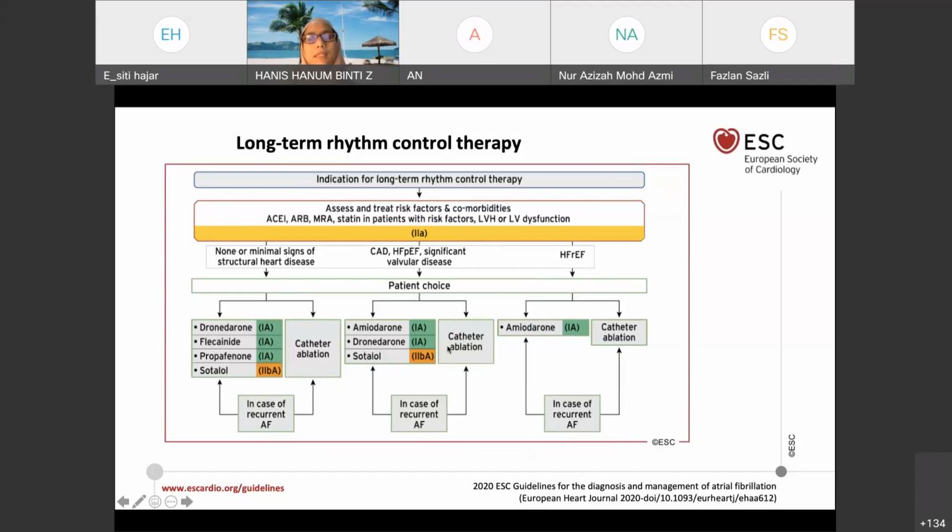Okay, maknanya kalau patient tu on sotalol before this, and then tiba-tiba next follow up, bila dia orang buat echo, ejection fraction dia menurun. It's less than 40%. We need to stop the sotalol and give amiodarone. Okay, this is one thing that you need to know lah. In patients with heart failure with reduced ejection fraction, tak boleh bagi sotalol and the only option that they have is amiodarone.